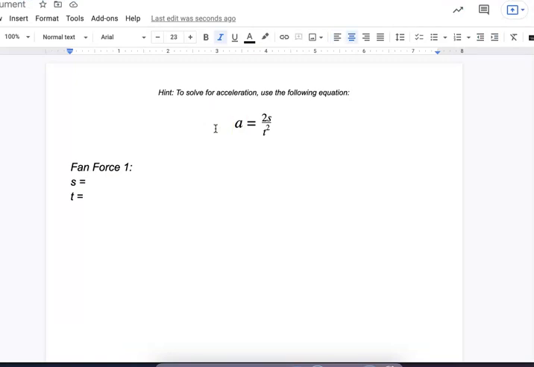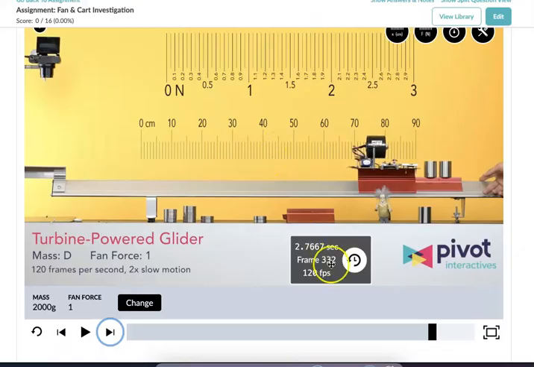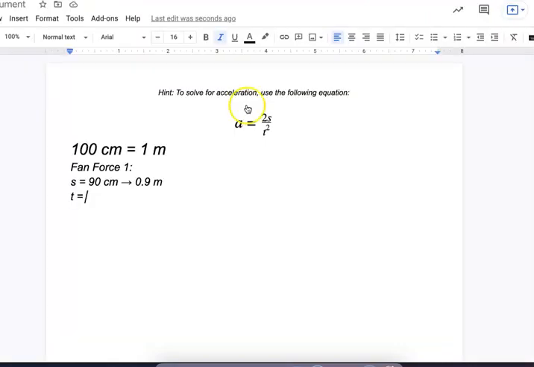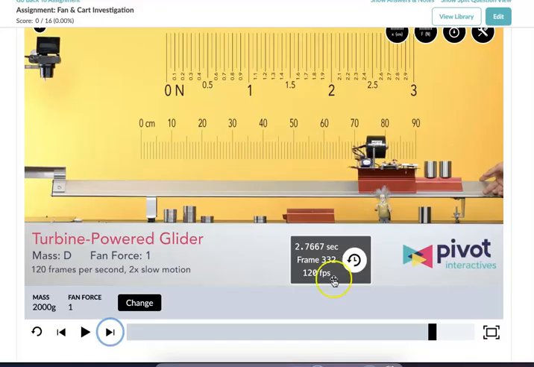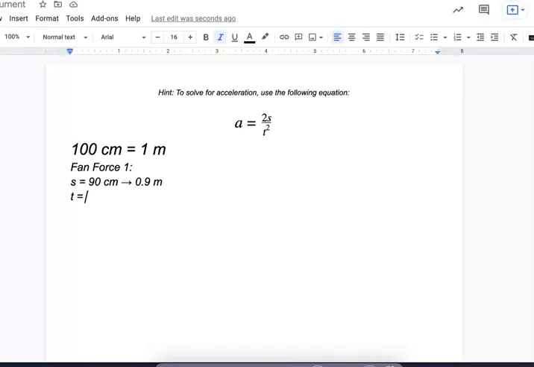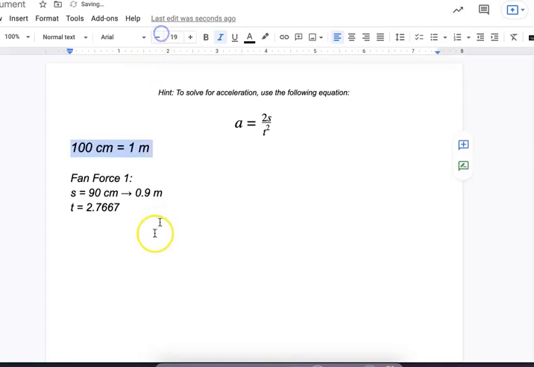And remember, 100 centimeters is equal to 1 meter. So another way of saying that is 90 centimeters is the same as 0.9 meters. And so I'm just going to always use 0.9 meters because I'm measuring how long it takes to reach 0.9 meters. And the time value I have is 2.7667 seconds.